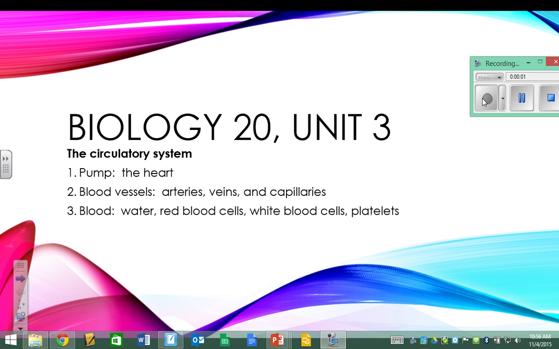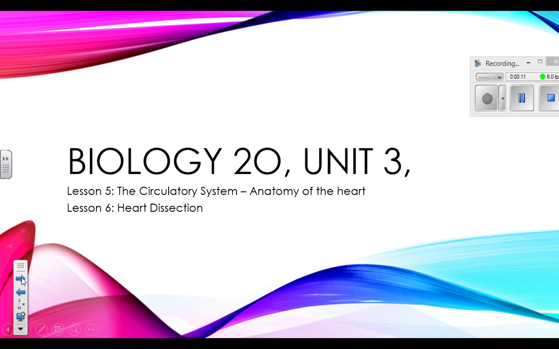Unit 3 is Chapter 7 and Chapter 8 in my little setup here. So those are the three things that we'll discuss: your heart, blood vessels, and then your blood. So our first lesson, Lesson 5, and then Lesson 6, will be all about your heart. Lesson 5 is Anatomy of the Heart. Lesson 6 is Heart Dissection.